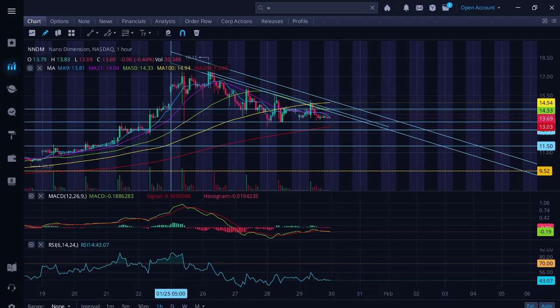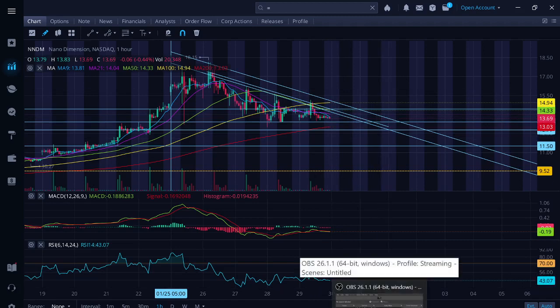Alright, guys, well, that's it. Sorry if I rambled. Again, please remember this is just my ideas, my thoughts about this thing. I'm not a professional financial advisor, so keep that in mind. I'm just sharing my thoughts on how I would play this.